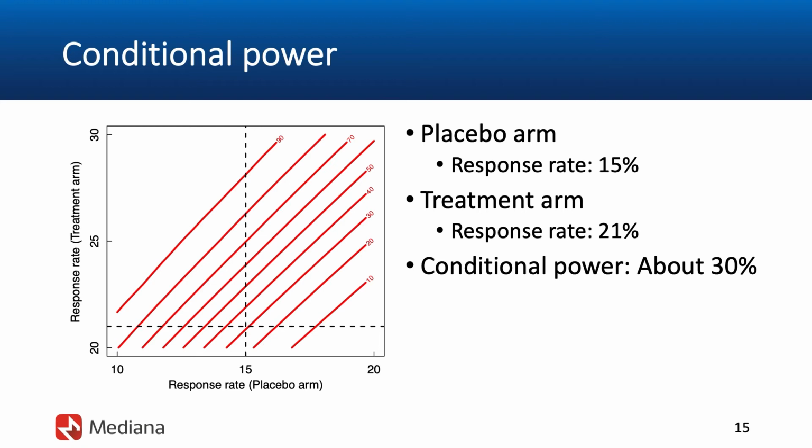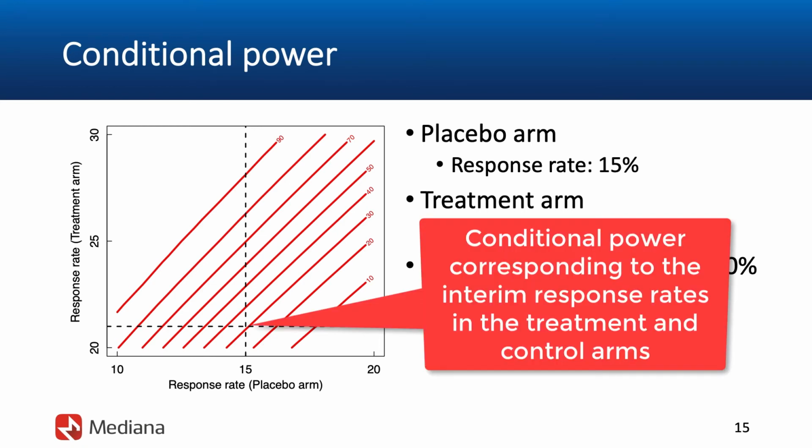Let us assume, for the sake of illustration, that the improvement rate in the placebo arm is set at 15%. The improvement rate in the treatment arm, given a certain regimen, is equal to 21%. By looking at the figure, we see that the corresponding horizontal and vertical dashed lines cross at a level which is very close to the diagonal line that corresponds to conditional power of about 30%.